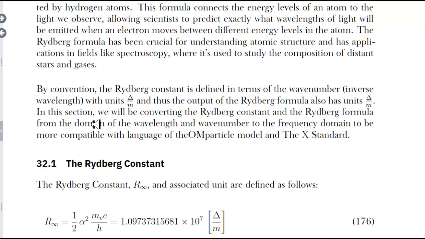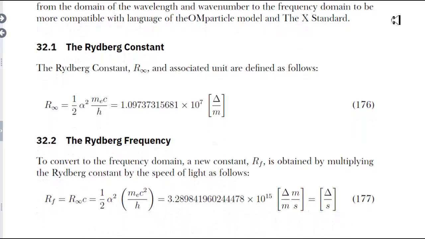So in this section, we'll be converting the Rydberg constant and the Rydberg formula, which are both in the domain of the wave number, from the domain of wavelength and wave number to the frequency domain, to be more compatible with the language of the own particle model and the X standard. As I just recently said, I am rather fond of the frequency domain, and I'm writing all of my equations and constants in terms of frequency whenever I am able to do that. So let's first have a look at the Rydberg constant.